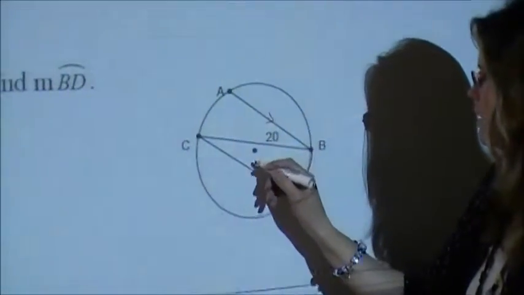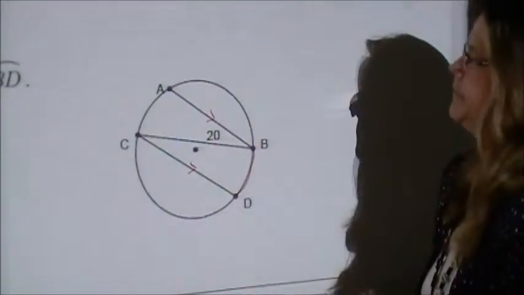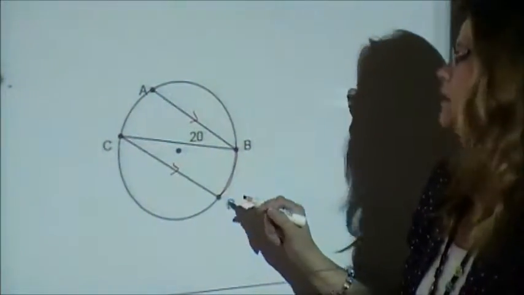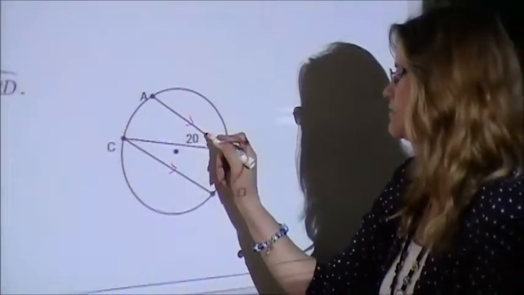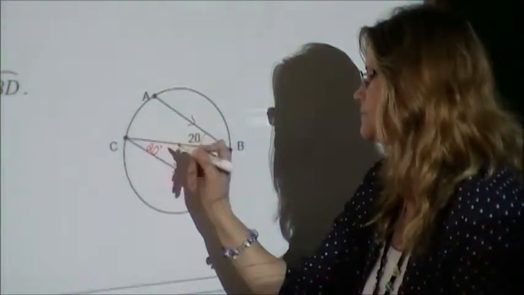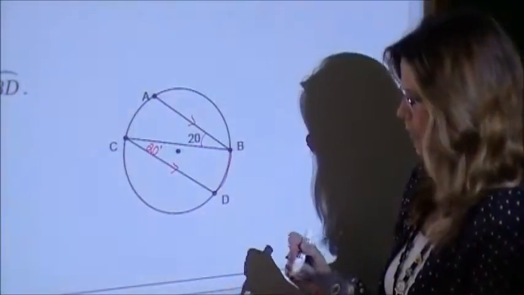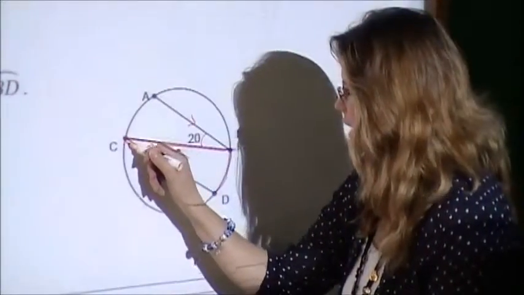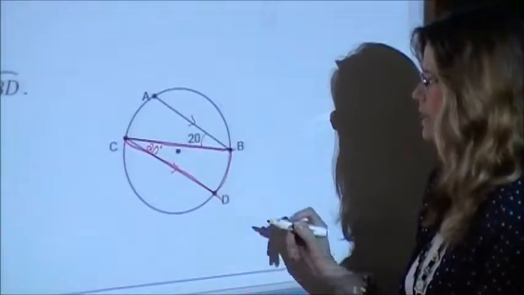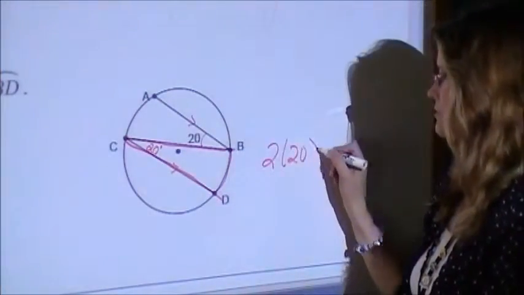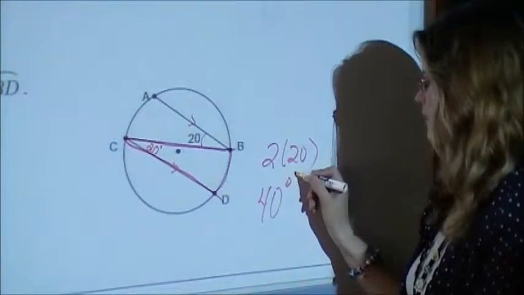So if you have parallel lines, are you guys seeing a Z? You should. Alternate interior angles. If this is 20 degrees, this is its alternate interior angle. Now I'm hoping you notice something. This angle is an inscribed angle, so now you can figure out that arc. It's going to be twice as much as the inscribed angle, so it's 40 degrees.